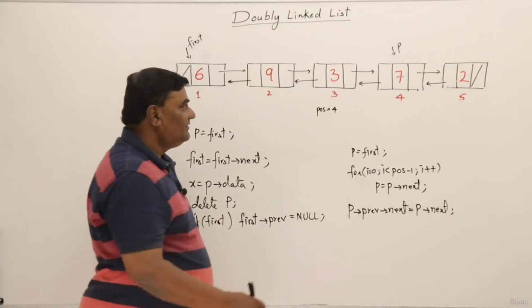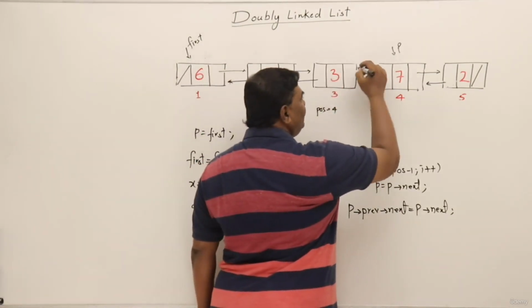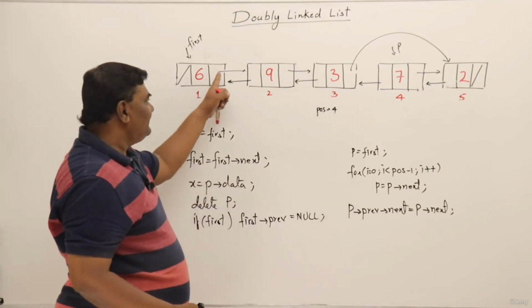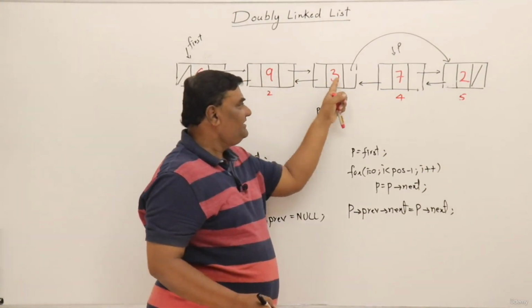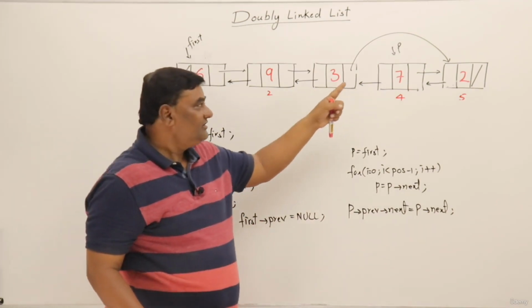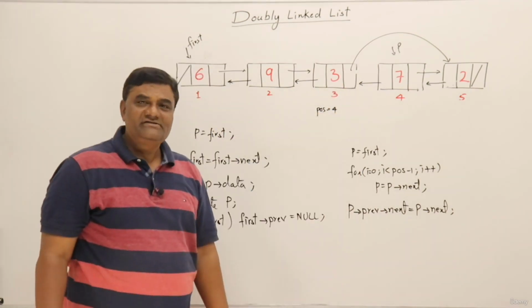Then this link will be pointing on this one. So if you come from here, 6 sends you to 9, 9 will send you to 3, 3 will send you to 2. So I'm not able to reach this node. So one link is removed.